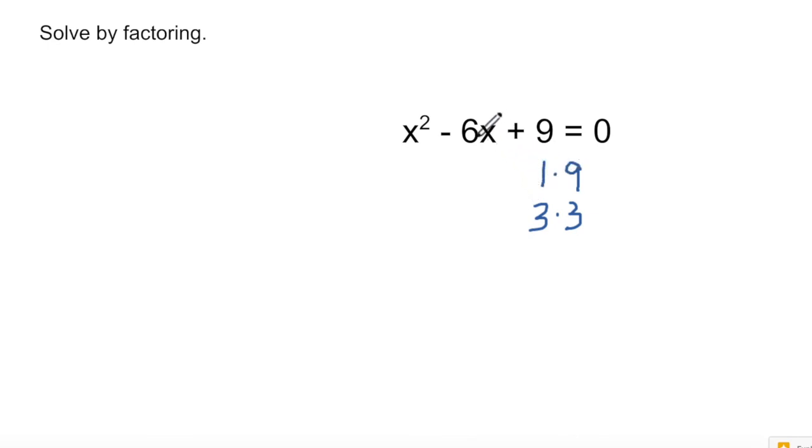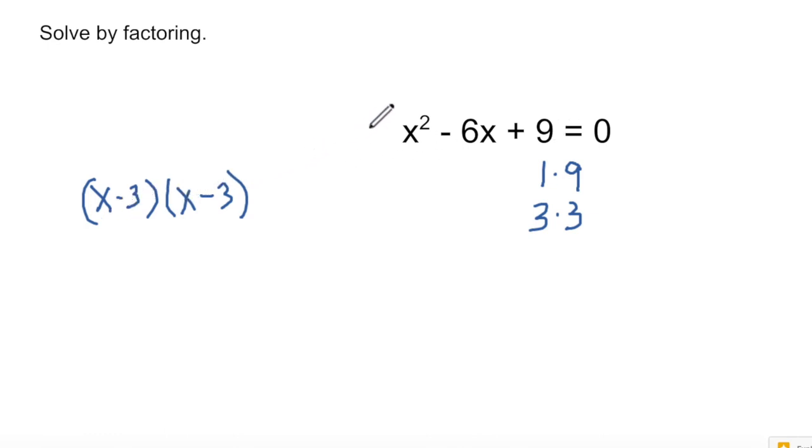If we have to use two negative numbers that add up to negative 6, we can't pick 1 and 9. That would be negative 10, wouldn't it? So negative 3 times negative 3 would multiply out to a positive 9, and negative 3 plus negative 3 would add up to negative 6. So we can use negative 3 times negative 3. So let's rewrite this as x minus 3 times x minus 3. So now we see the negative 3's multiplied together. Those negatives would cancel each other out, and we would get a positive 9, which matches.